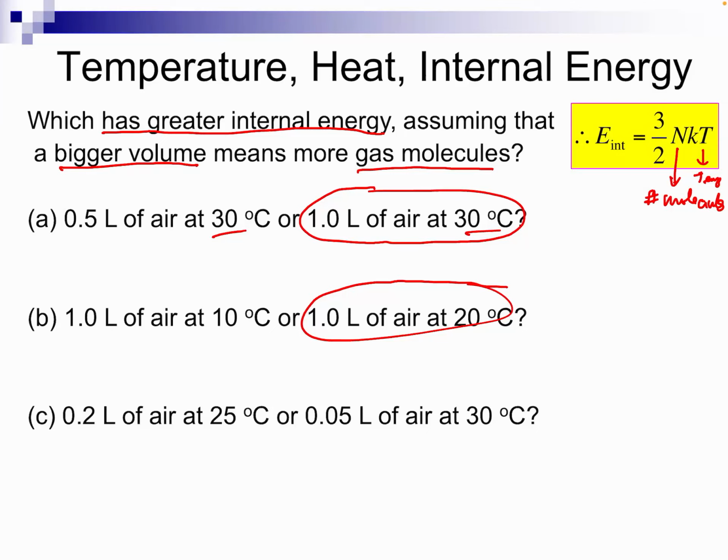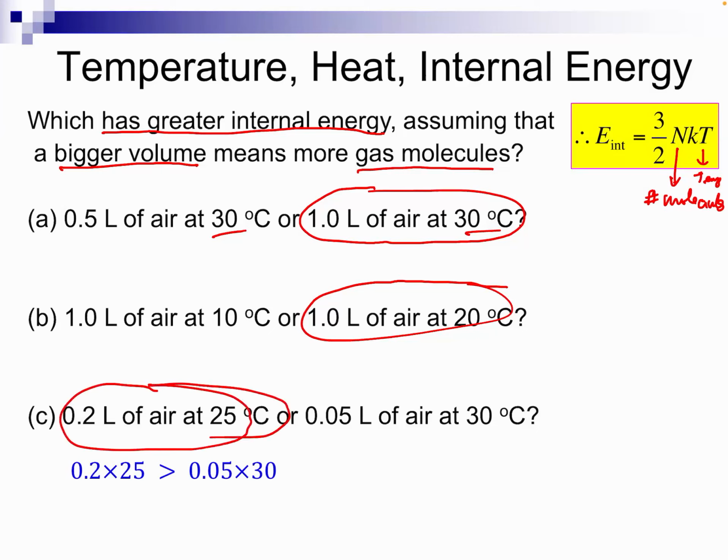Yeah, well, plug it into the equation, but essentially it's the number of molecules times temperature, right? So you need to figure out whether 0.2 times 25 is greater or less than 0.05 times 30. It's a combination of the number of molecules times the temperature. And loosely, we assume that the volume is proportional to the number of molecules. So this one, 0.2 liters at 25 degrees Celsius, will have a higher internal energy.